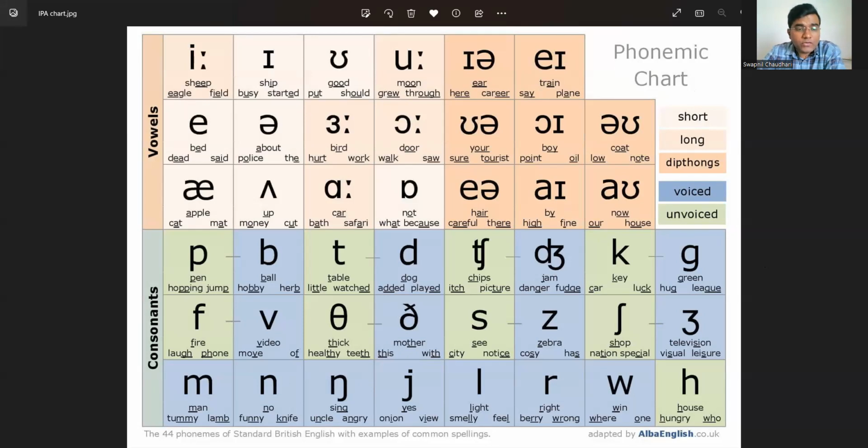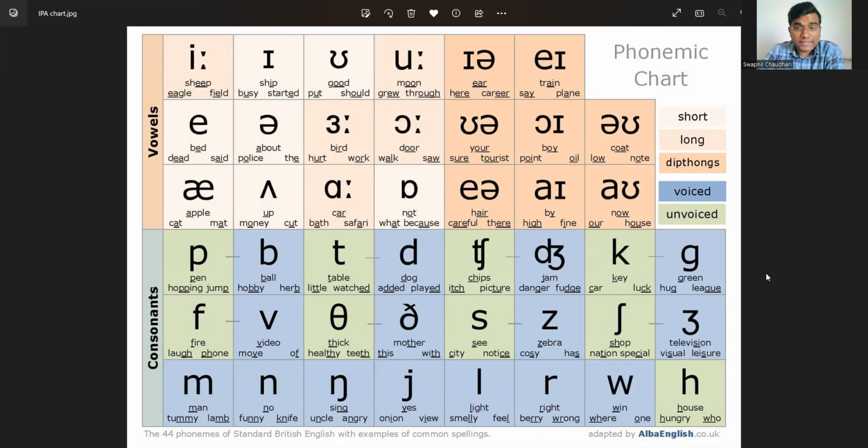But over here at the lower bottom, you can read the 44 phonemes of standard British English with the examples. So we are looking at British English. This has been adopted from albaenglish.co.uk. So this is a phonemic chart. Now you remember a phoneme, as we discussed, is the smallest unit of sound in English, and the phonemic chart is going to tell you what different symbols are there for different sounds of English words. You can see 44 sounds, 44 phonemes.